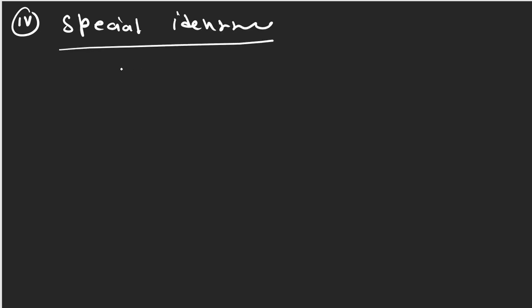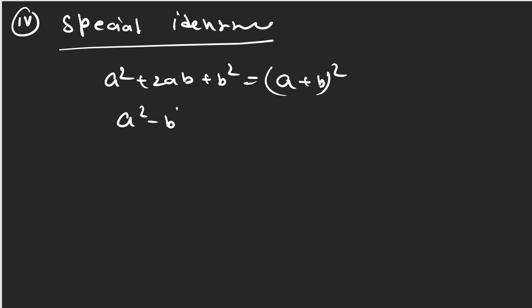One most important thing in factorization, we can say the fourth type, is special identities. Sometimes we will observe a square plus 2ab plus b square. We all know this is equal to a plus b whole square. These types of identities you have to remember, which we can use. One more is a square minus b square is equal to a plus b into a minus b.